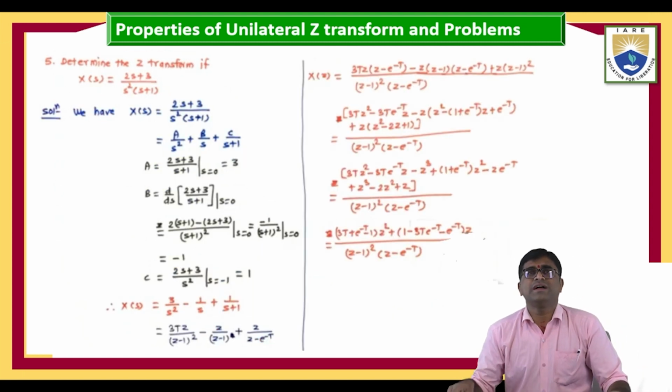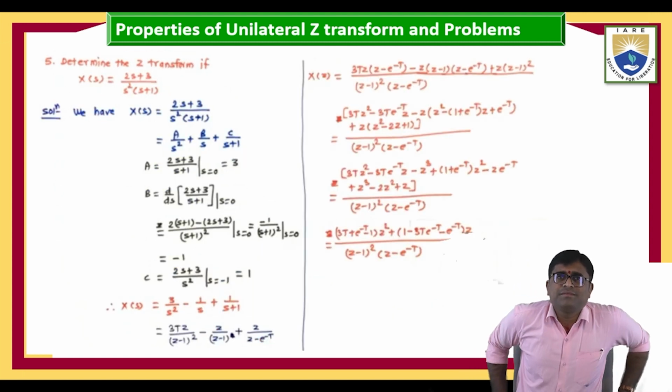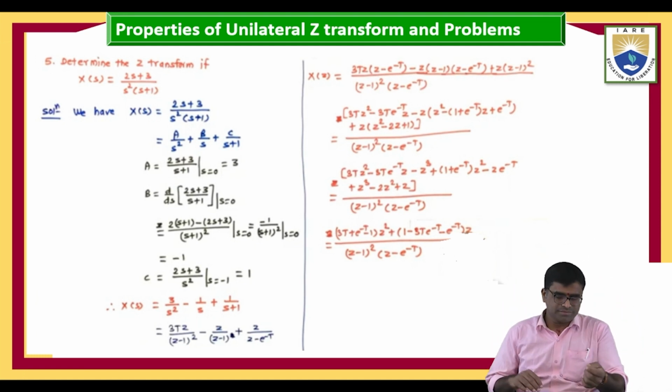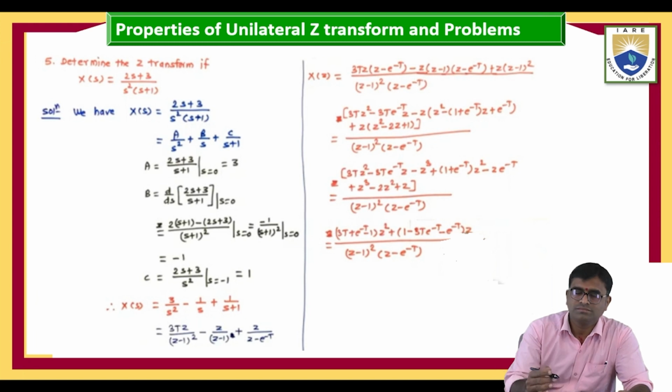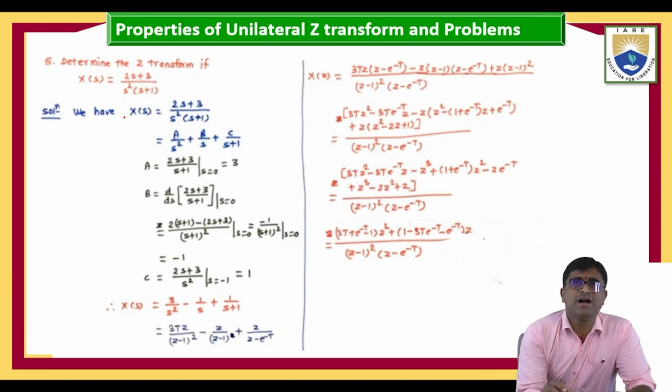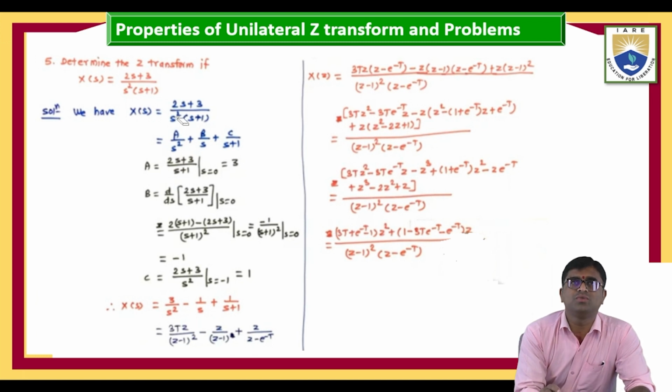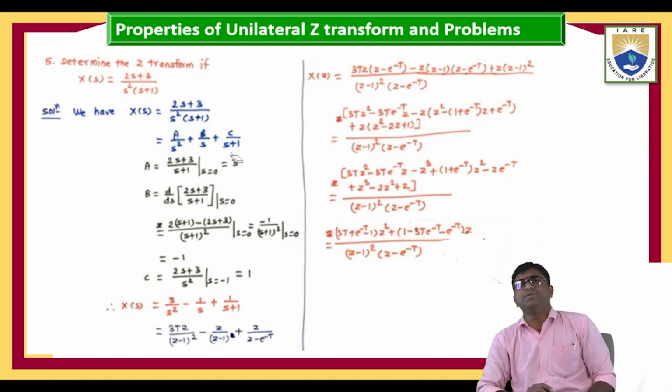Now I am going to find the Z transform of this one by using partial fractions. Again, same. So what happened? We have X of s equal to (2s plus 3) by s square into (s plus 1). For this one, the partial fraction is going to be applicable: A by s square plus B by s plus C by s plus 1. This is the basics, already we know.